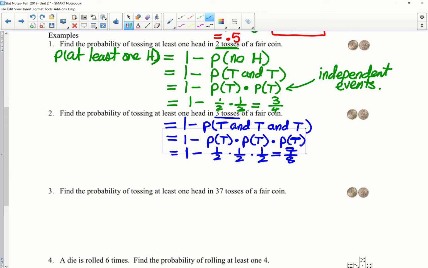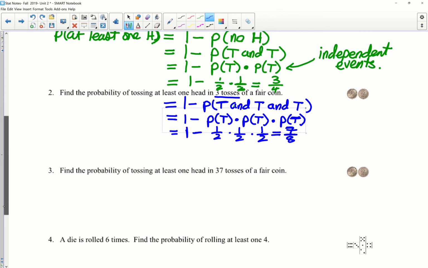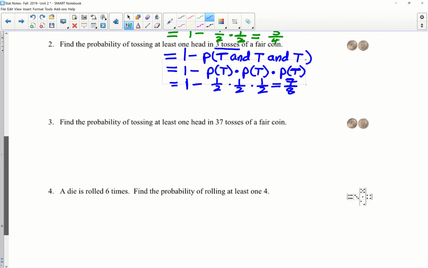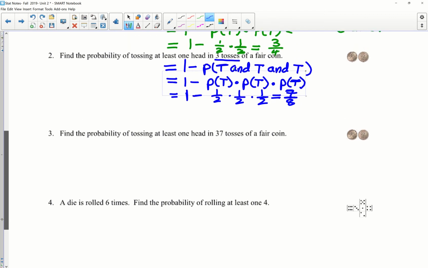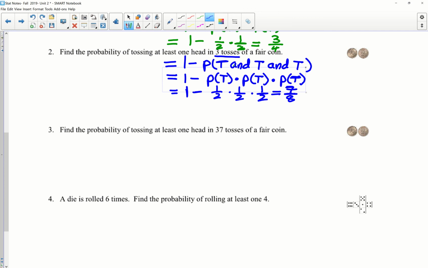Number 3, you got 37 tosses of a fair coin. That's a lot. So it's going to be way more than 8 possible outcomes. But we have a recipe here. Because looking at what we did in numbers 1 and 2, you could see it's really just the same structure, but we're just going to have a differing amount of 1/2. Here I had 2 1/2. In number 2 I had 3 1/2 for 3 tosses of a fair coin. So how many 1/2 am I going to have in number 3?